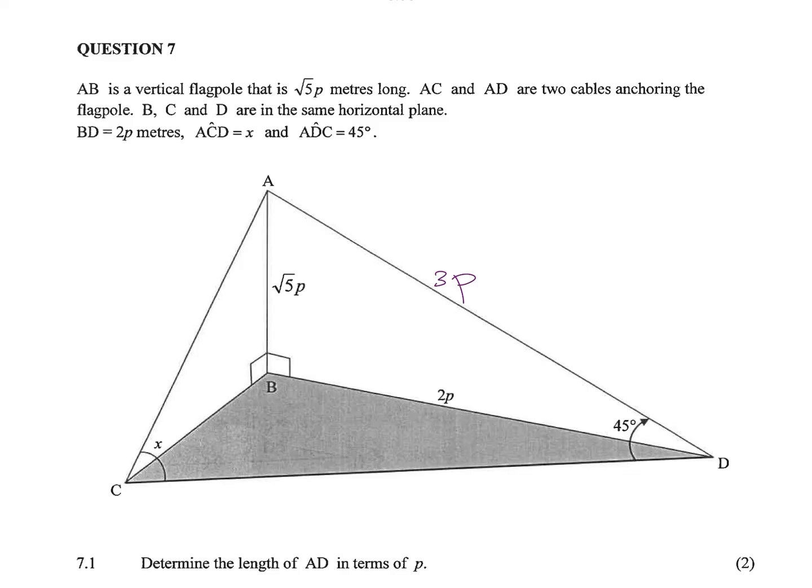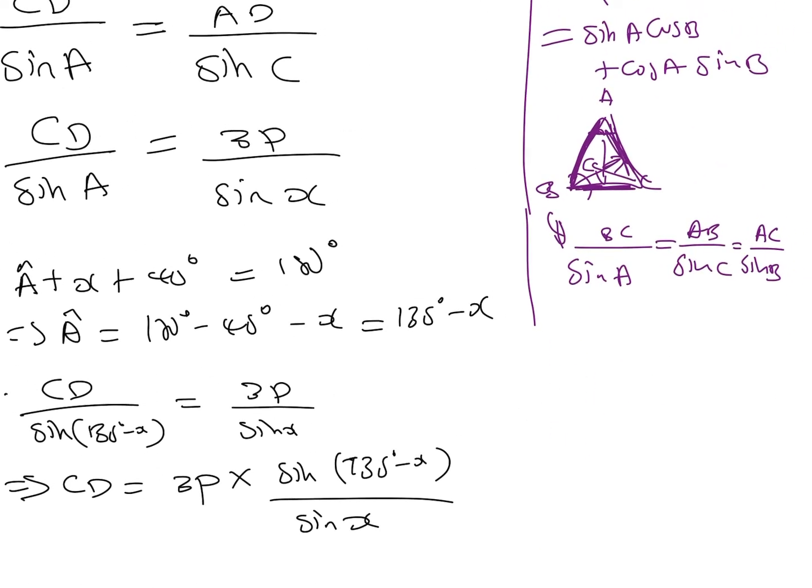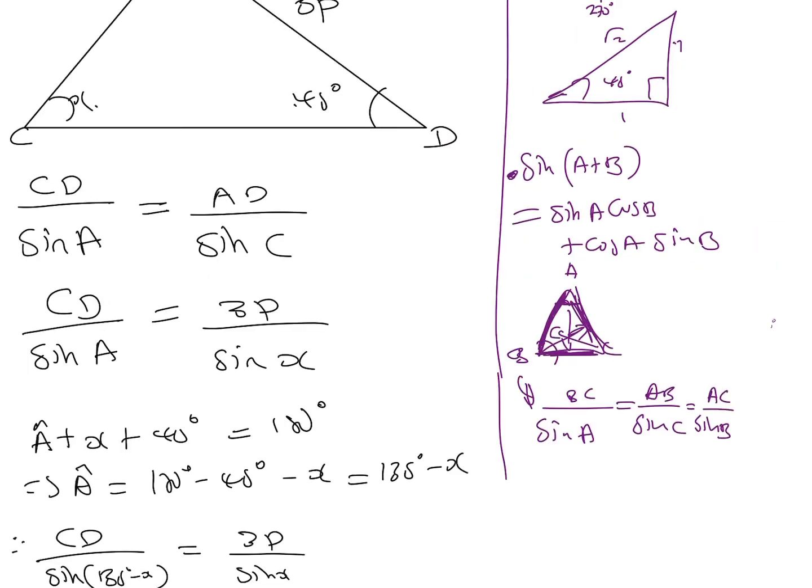Let's go back to C. So we got 3p there. That's good, but we don't have that. We have sine X there. That's fine. So how do we then do this? We use compound angles to simplify this expression. If I take you deep into this rabbit hole, you have sine of (135 degrees minus X). This can be written as sine 135 degrees cos X minus cos 135 degrees sine X. Okay, that's how you write this.